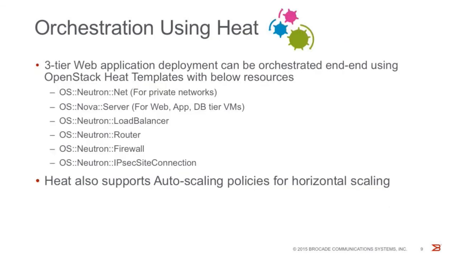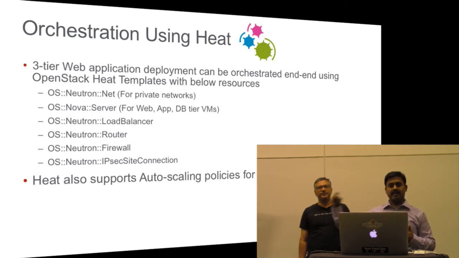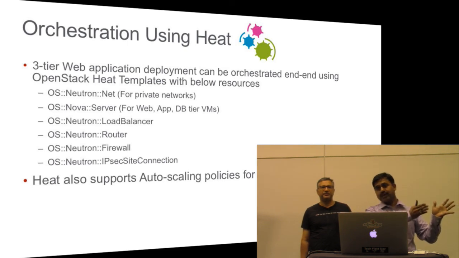So next step is to orchestrate this whole 3-tier web application end to end. We have talked about a lot of components, but how do you orchestrate them with a click of a button? That's where Heat comes in. The OpenStack Heat templates support all these Neutron resources that I have listed. The Neutron Net, which is for supporting your tiers, your private networks, and then you can create the VMs, Nova server VMs, which are connecting to these tiers. As I mentioned, there is also a load balancer in the front, and then a tenant router and firewall. We also talked about the IPsec VPN tunnel.